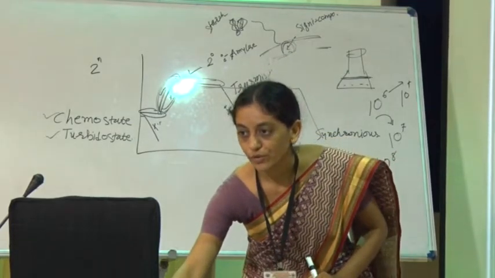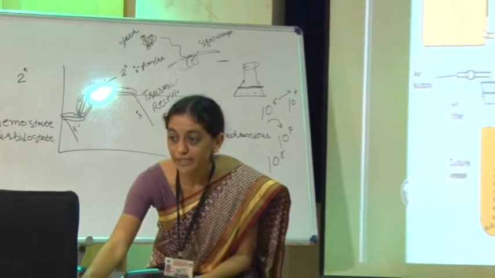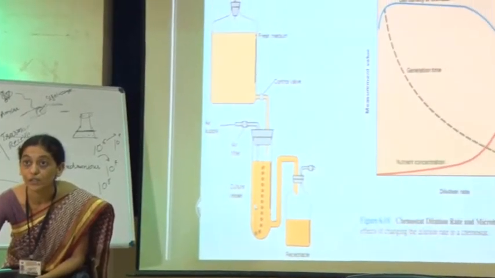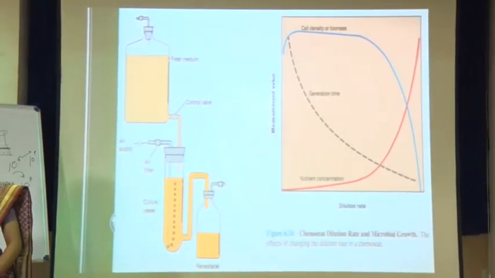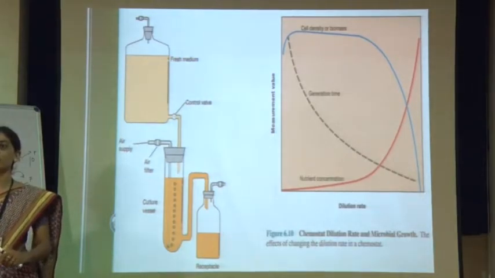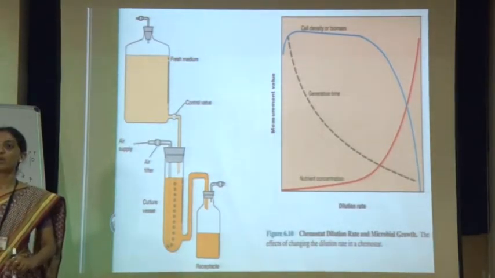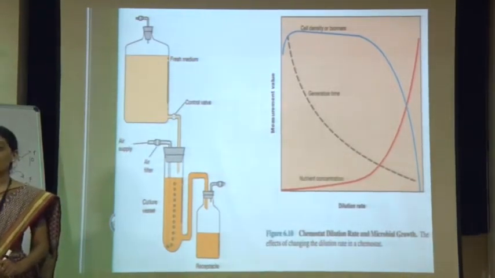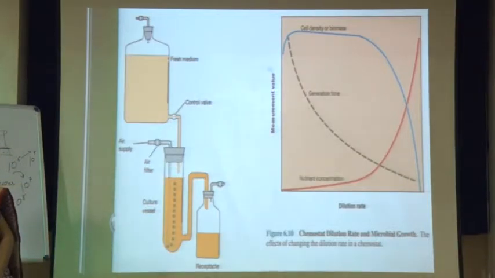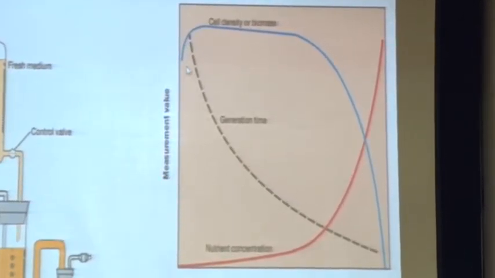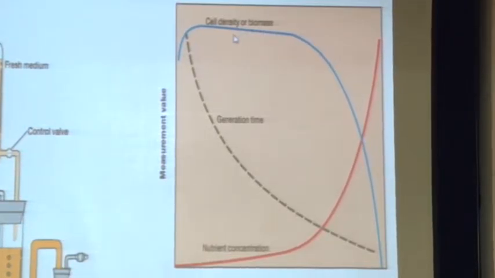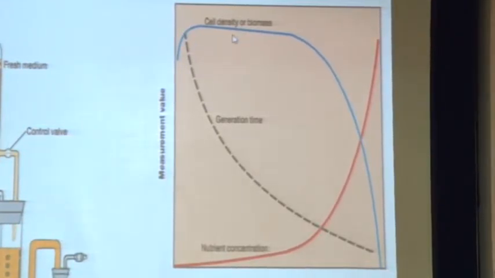As I told you, they are adding the fresh medium. This is your culture vessel. And organisms, as I told you, because of oxygen scarcity, you need to provide them oxygen also. So now what will happen during these phases? Cell density and the biomass will initially be lesser and will reach a higher level. You are maintaining it by continuous addition of nutrients.